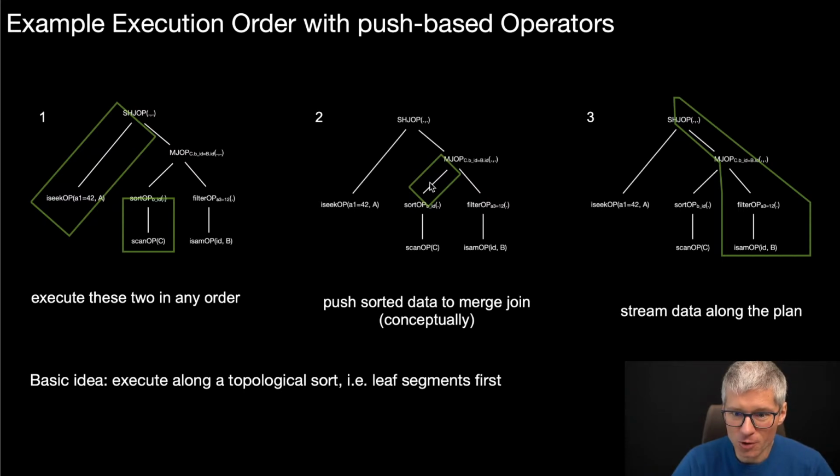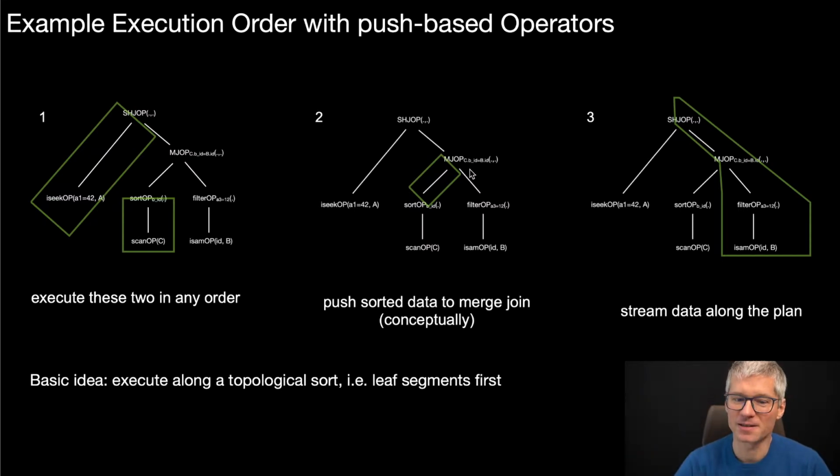Once you're done with that, the next operation is you could push the data to the merge join conceptually. If you push all the data available from the sort operation, you replicate it into the merge join, at least conceptually. So if you had a terabyte of data stored in the sort operator here, you now store the terabyte of data in the merge join. You push it to the merge join.